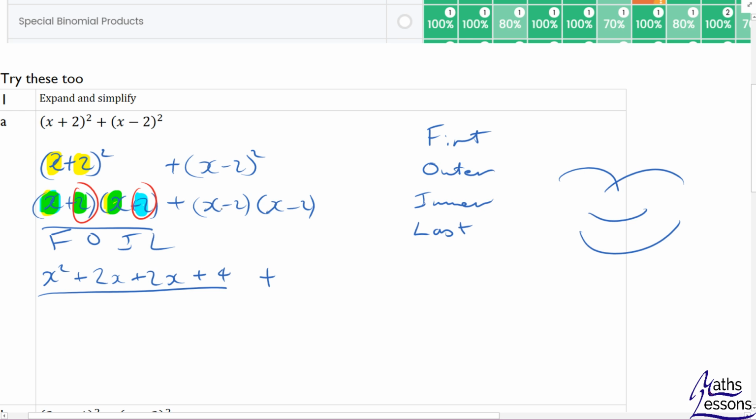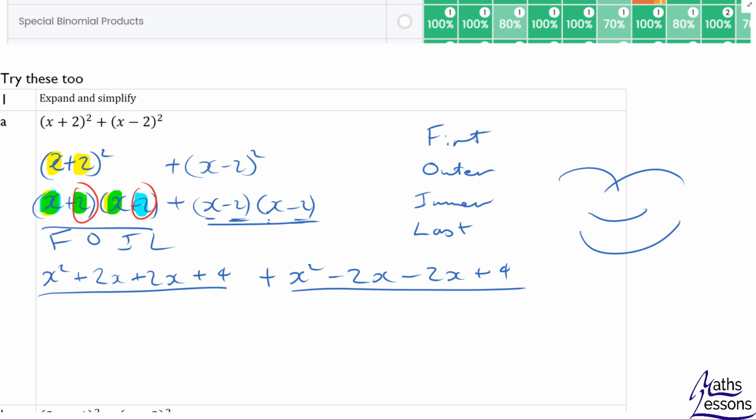Now, if we next do the same here, so first two things, x and x, so we get x squared. Outer two things, x times minus 2 is minus 2x. And then we're going to do the inner two things, another minus 2x. And the last two things, minus 2 times minus 2 is plus 4. So we've now expanded that to get that.